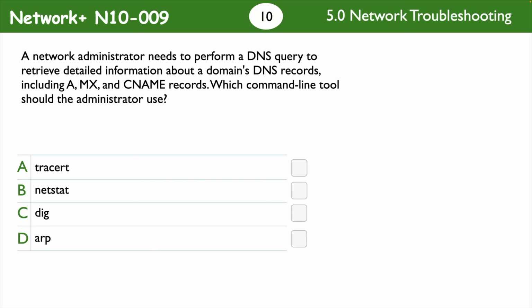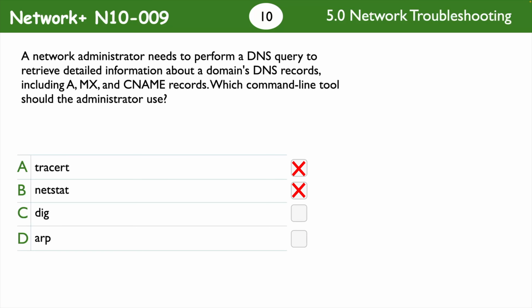Okay, so the key phrase here, without a doubt, is going to be retrieve detailed information about a domain's DNS records. And only one of these, by the way, can do that. So let's go ahead and go through the process of elimination. And we can start with A, traceroute. That command is going to trace the path packets take to reach a destination, and that's going to help diagnose routing issues, but it does not retrieve DNS records. Next, we can take a look at B, the netstat command. That's going to provide information about active network connections, listening ports and routing tables, but it does not perform DNS queries or retrieve DNS records.